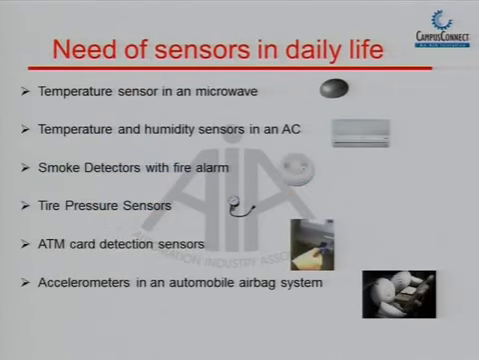If we talk about sensors, we use them every day in our normal life, everywhere. For example, in microwaves, there are temperature sensors for measuring the temperature. ACs have a temperature sensor and a humidity sensor, and based on the settings, they control the cooling and the humidity of the room. Similarly, smoke detectors, air pressure sensors, even ATM machines have sensors inside them. These are some of the sensors that we use in daily life.